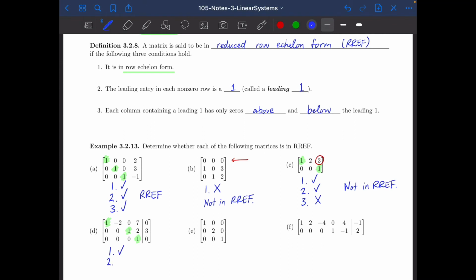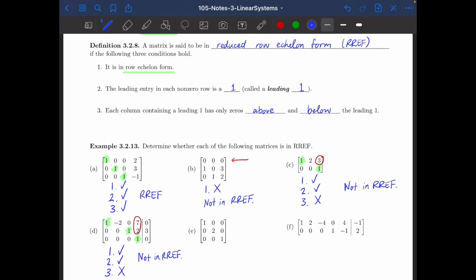Is the second one satisfied? We do have that all leading entries are leading 1s. Is the third condition satisfied? Do we have that each column containing the leading 1 has only zeros above and below the leading 1? Well, if we look at the fourth column, it contains a leading 1, but it does not have only zeros above and below the leading 1. It has two non-zero entries above the leading 1. And so again, condition 3 is not satisfied, and so the matrix in part D is not in reduced row echelon form.